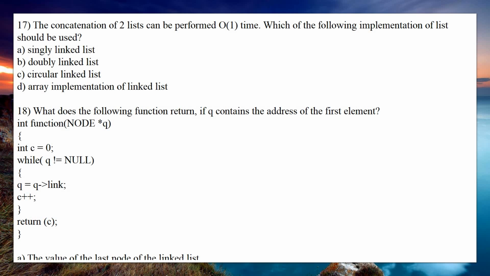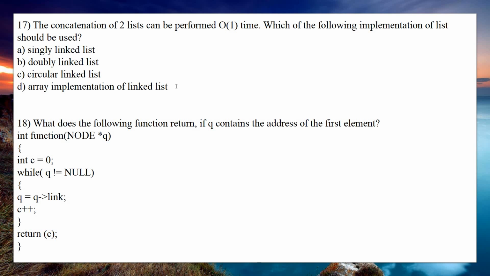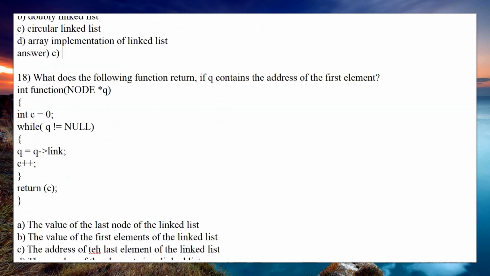So you can say that the circular linked list is the correct answer for this question, that is option C, because they have mentioned big O of one time, and when you concatenate two lists, it is performed in big O of one time. So the circular linked list can be used to perform this. So option C is the correct answer for this question.